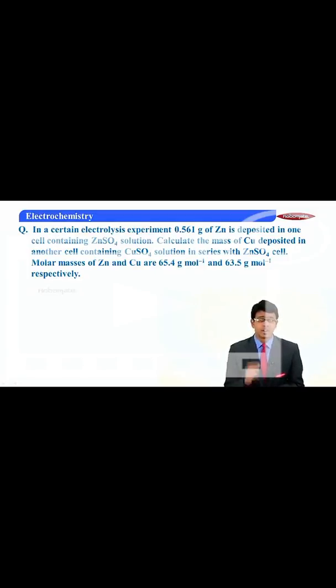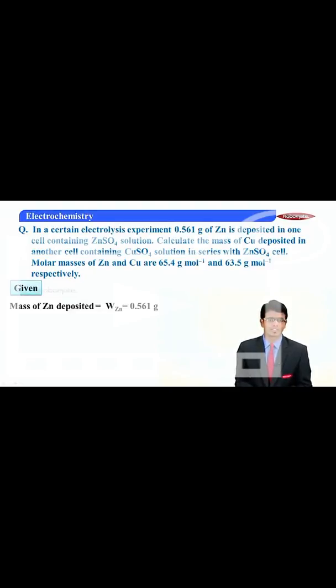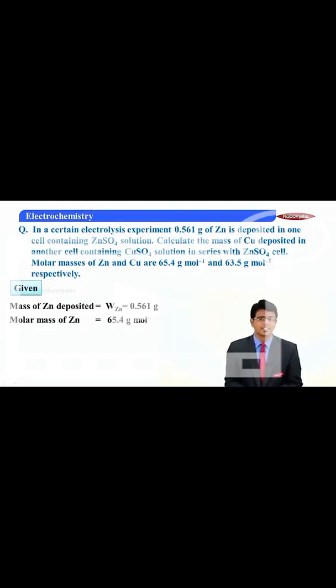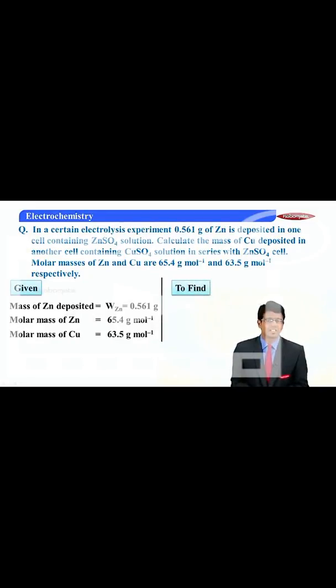Students, here again zinc sulfate and copper sulfate cells are connected in series, isn't it? And that's the reason this numerical is based on Faraday's second law of electrolysis. Alright? So let us quickly write the data which has been given to us. Mass of zinc deposited is 0.561 grams. Molar mass of zinc is given as 65.4 grams per mole. Molar mass of copper is given as 63.5 grams per mole. What we are supposed to find here is the mass of copper deposited.